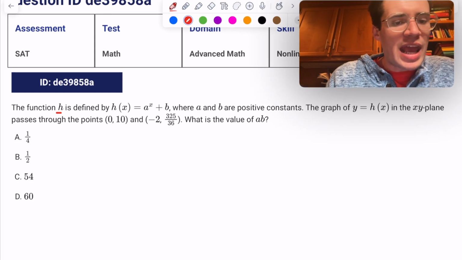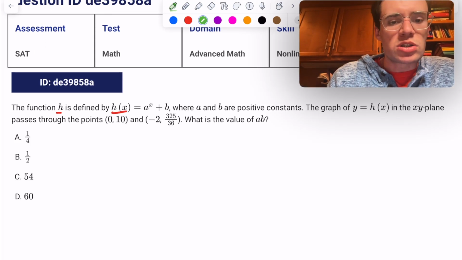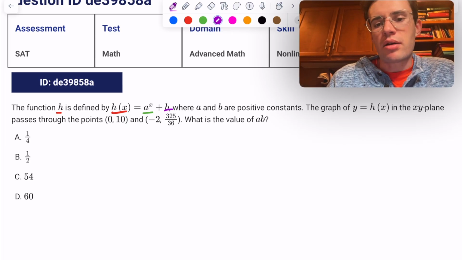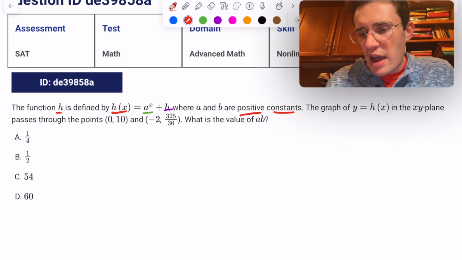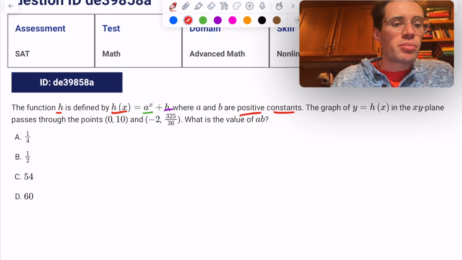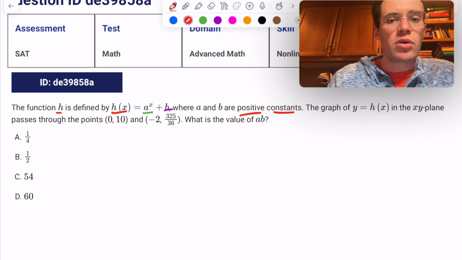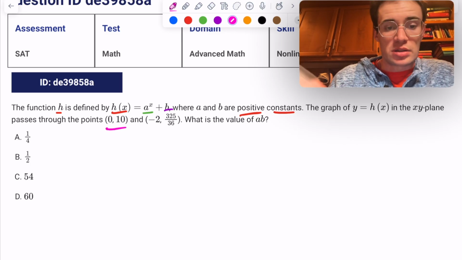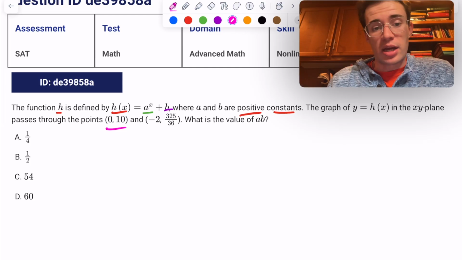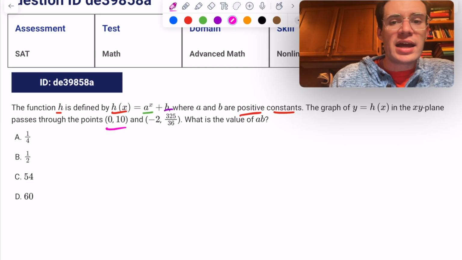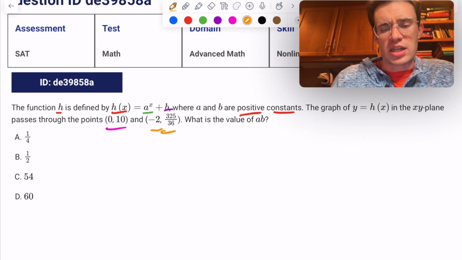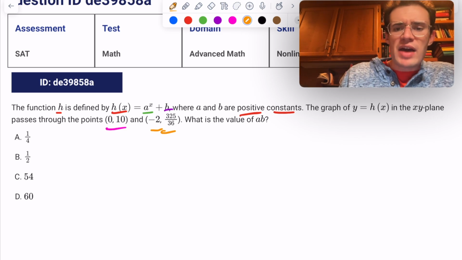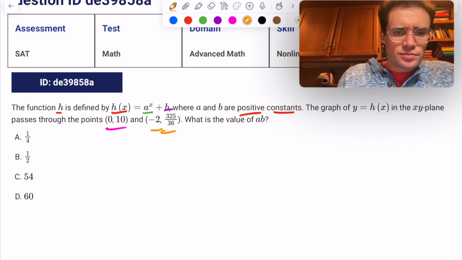Here we have the function h defined by h of x is equal to a to the x power plus b, where a and b are positive constants. So they're both positive constants. The graph of y equals h of x in the xy plane passes through the points 0, 10. So this is the y-intercept, right, when x is equal to 0. And the point -2, 325 over 36. Okay, that's kind of ugly. What is the value of ab?